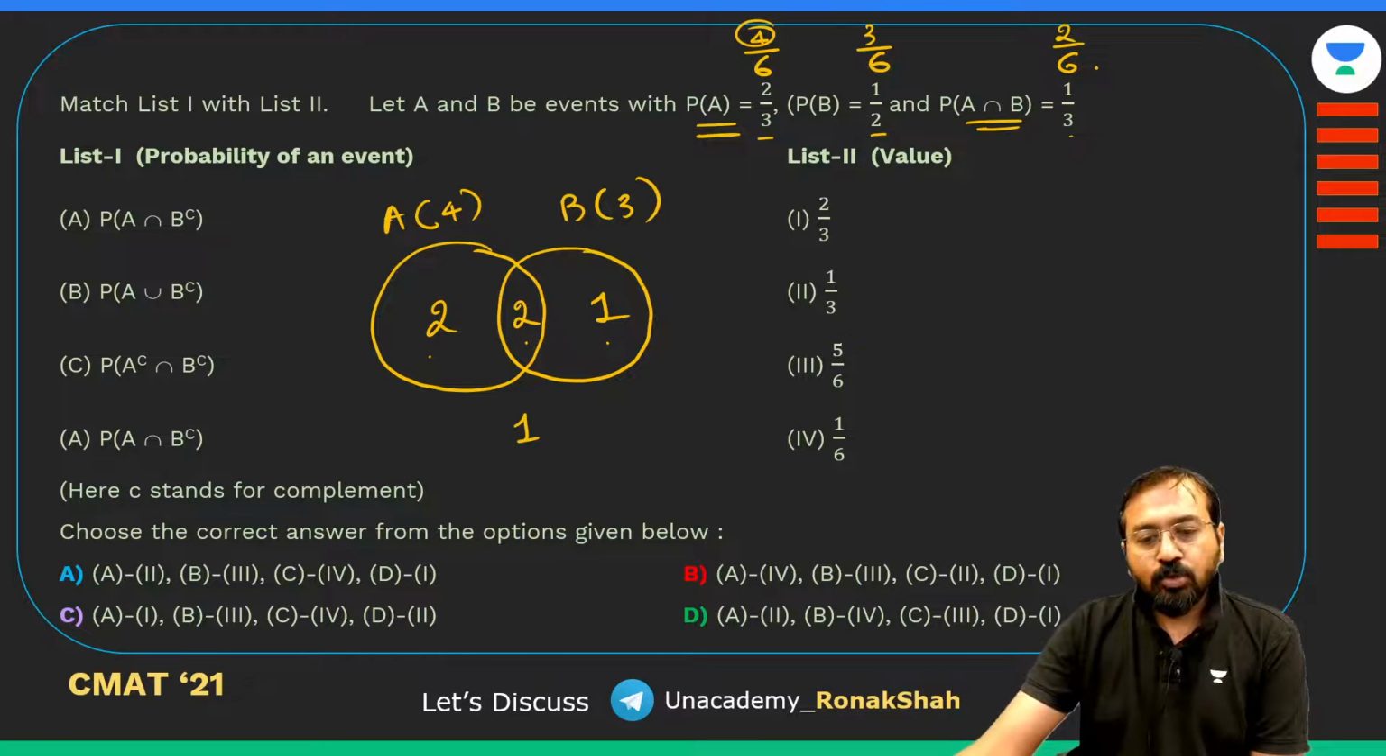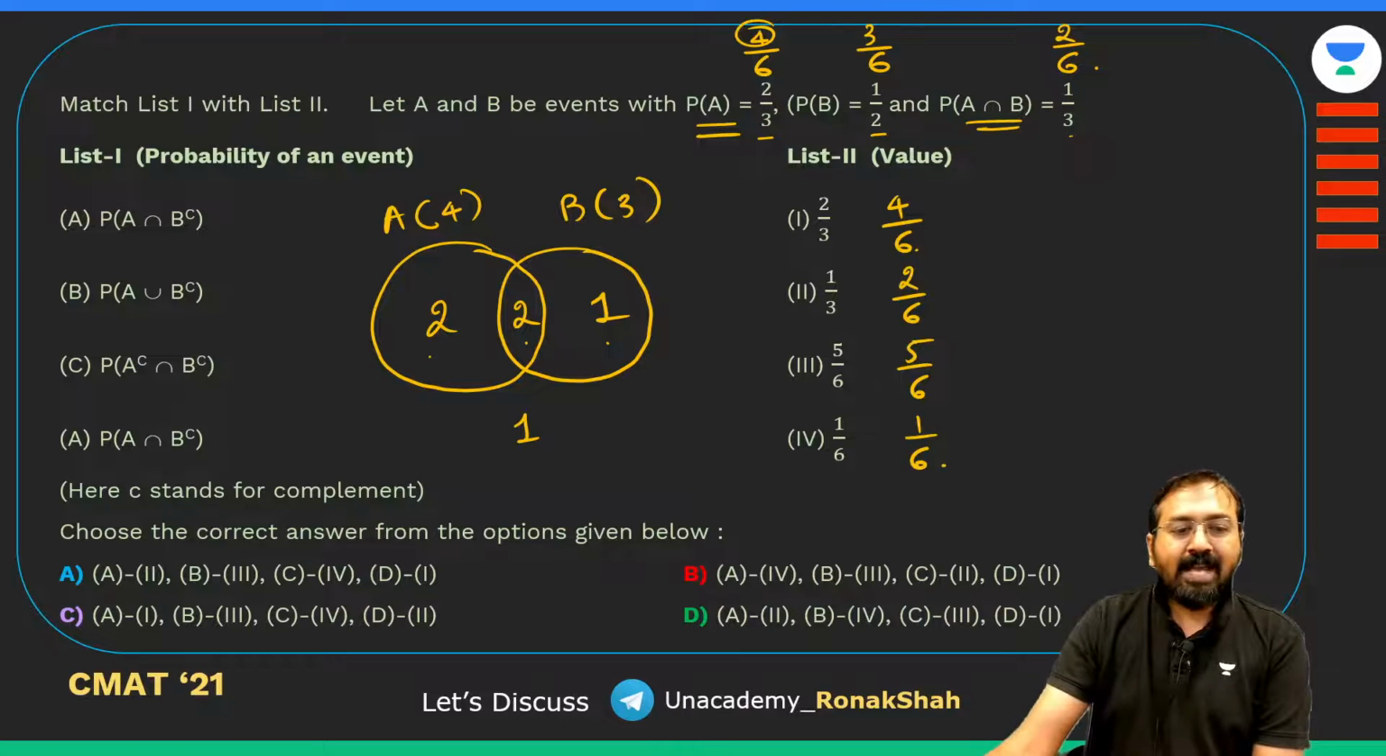Now what you can do is you can also make the options the same way. 2 by 3 is nothing but 4 by 6. 1 by 3 is 2 by 6. 5 by 6 as it is, and 1 by 6 as it is. Now we need to match these pairs.